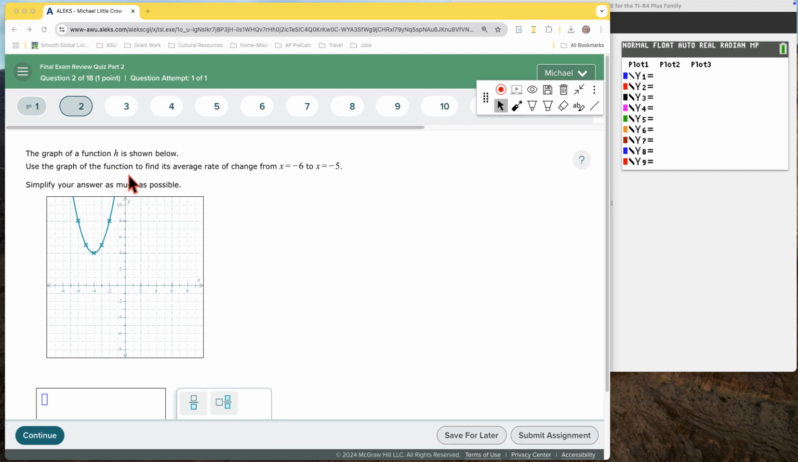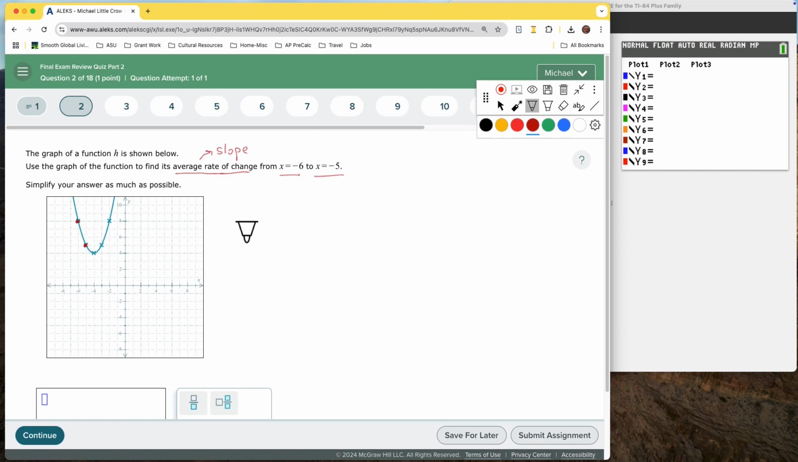Here, question 2. We're given a graph, which we can see very clearly. Use the graph of the function to find its average rate of change. Another word for average rate of change is slope. Okay, from -6 to -5. So -6 would be this point here, and -5 would be this point here. Simplify your answer as much as possible.